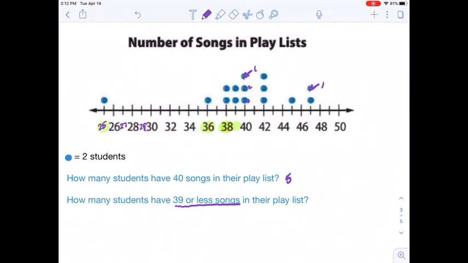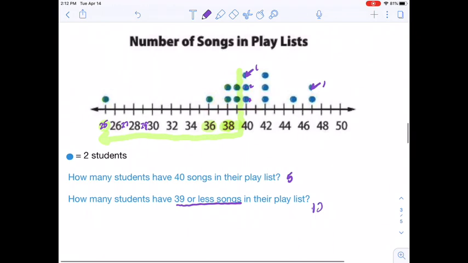So we know that this one represents 25, and we want to know how many have 39 or less. So we are going to include from these students all the way back this way. That would be 39 or less. So this would be 2, 4, 6, 8, 10, 12 students have 39 or less songs in their playlist.